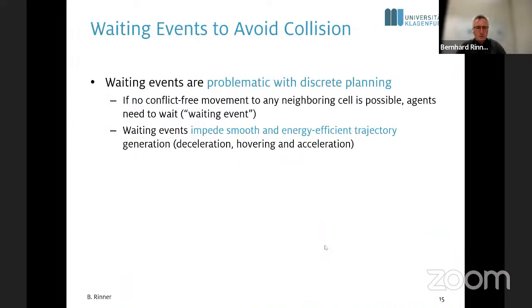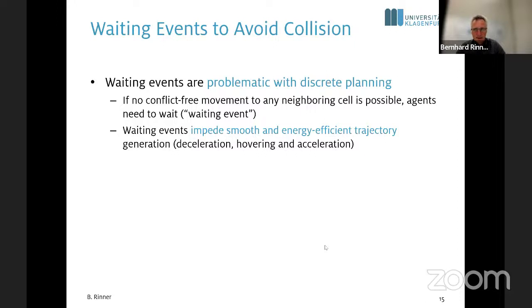A specific problem in these environments with this discrete planning approach is that waiting events may occur. So that means that at a specific point of time during the planning, at some position, an agent has to wait because none of the neighboring cells is free. They are blocked either by obstacles or by other drones. And these waiting events are critical because they impede smooth and energy efficient trajectories.